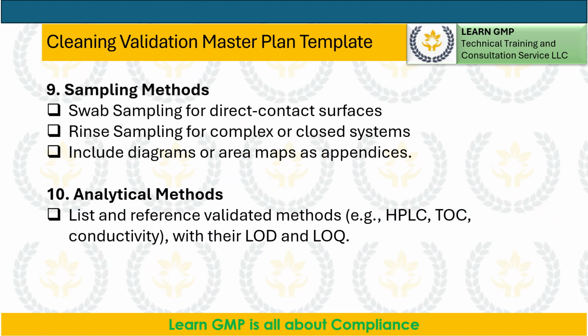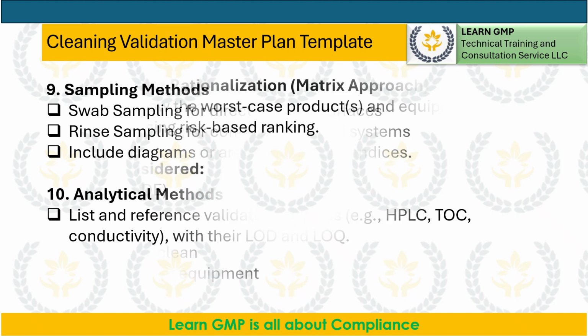9. Sampling methods. Swab sampling for direct contact surfaces. Rinse sampling for complex or closed systems. Include diagrams or area maps as appendices. 10. Analytical methods. List and reference validated methods, for example, HPLC, TOC, conductivity, with their LOD and LOQ.